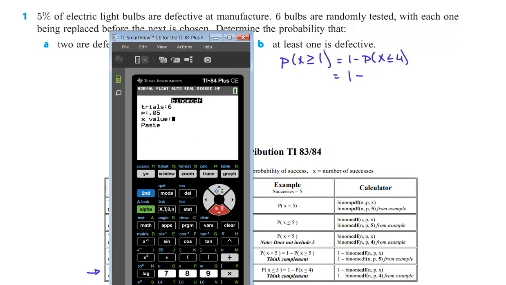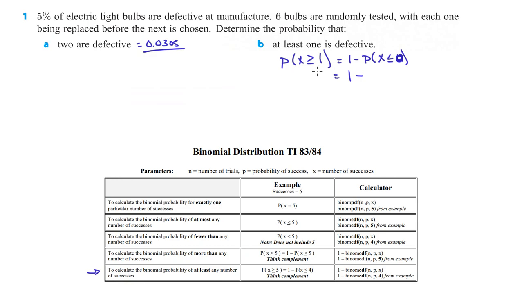I don't know why I did less than or equal to 4. Oh, you know why I did that? Because I copied that. So we want to know when x is greater than or equal to 1. So you're going to actually take away 1 from that. So x is going to be less than or equal to 0. So what's the probability that none of them will be defective?